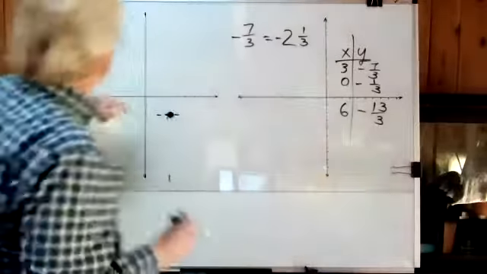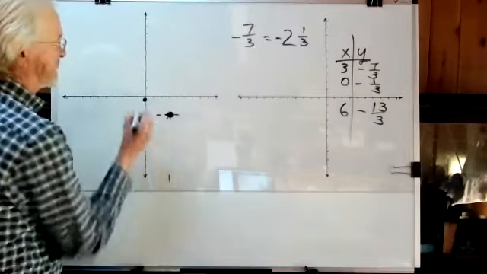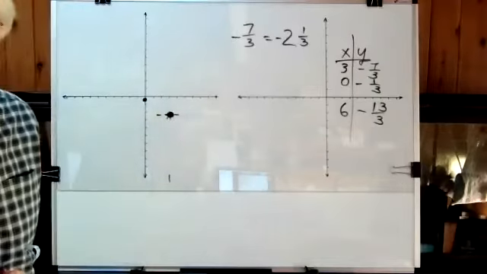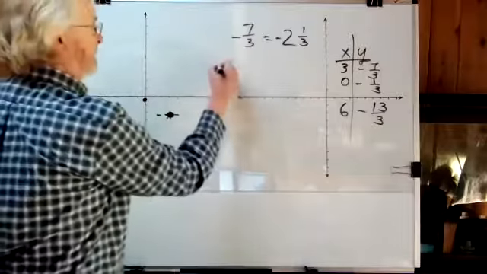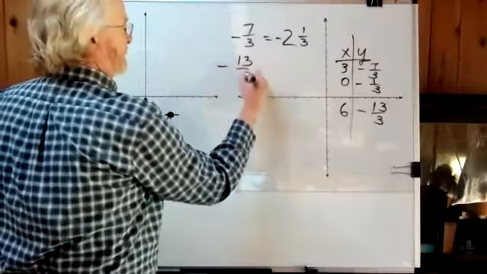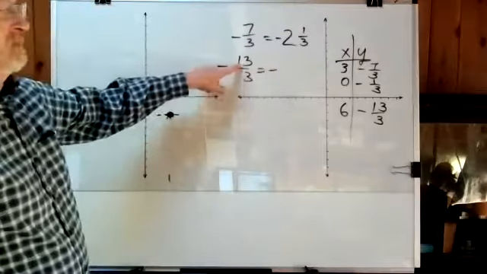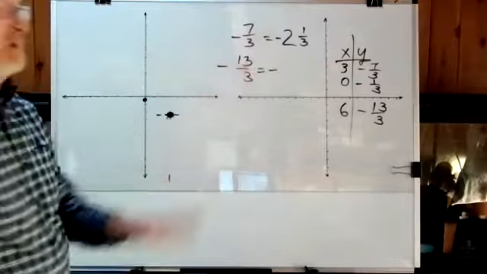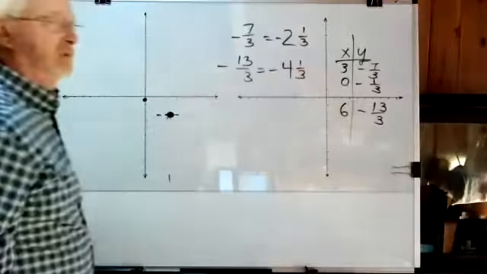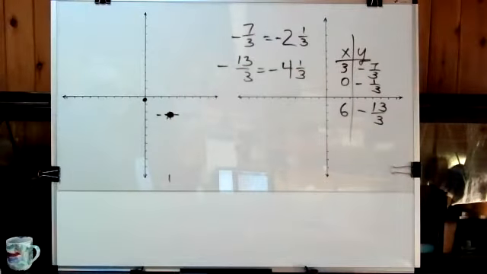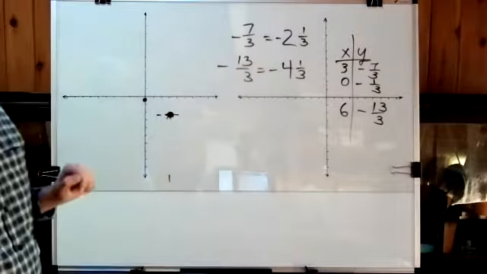0 for x, negative 1/3. Well, all right, that is right there on that number line. Where's 1/3 on the y-axis? And 6 for x, now negative 13 thirds. Well, 13 divided by 3 is 4, gets me to 12, and there's one more third left over. So negative 4 and 1/3.